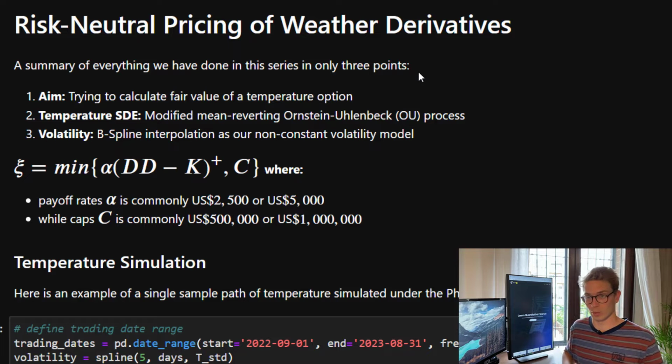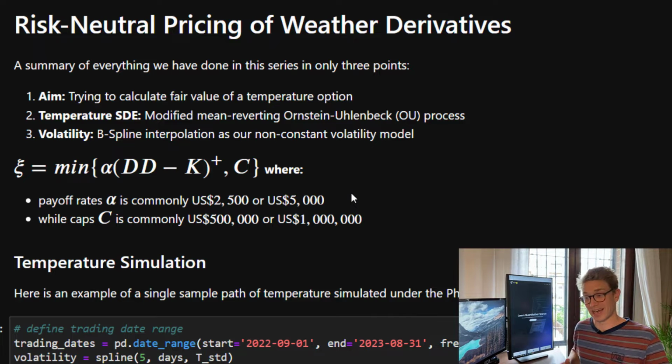Now, if you haven't been following this weather derivative series, here's a quick summary of everything we've done to date in only 3 dot points. The aim of the entire series is to calculate the fair value of a temperature option, but there is some complexity with this. We need to define a stochastic differential equation to describe the temperature dynamics under the physical probability space. We've done this, and we're going to be using the modified mean-reverting Ornstein-Uhlenbeck process. We're also going to capture the varying volatility, and this is, again, the B-spline interpolation, which is capturing our non-constant volatility between seasons.